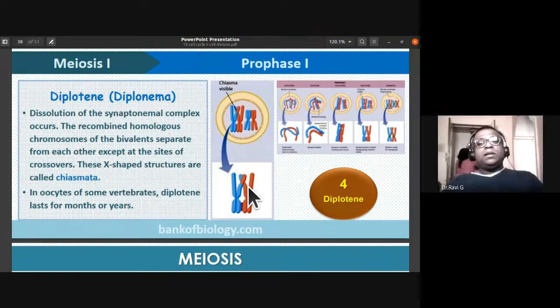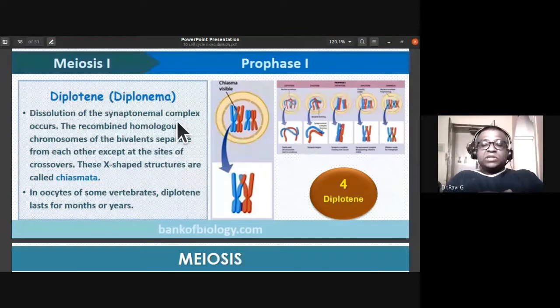In diplotene, the key feature that you notice is that the synaptonemal complex, which was holding the homologous chromosomes, is going to dissolve. Dissolution of the synaptonemal complex occurs. That synaptonemal complex dissolves, and now the homologous chromosomes are held only at the chiasmata, and these chiasmata are formed by the X-shaped structure of non-sister chromatids.